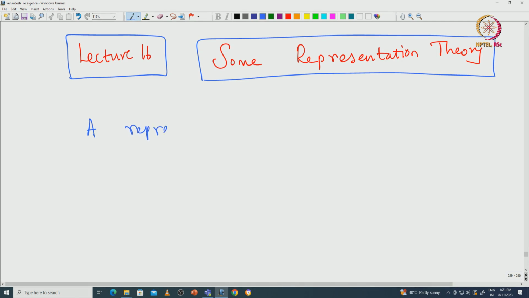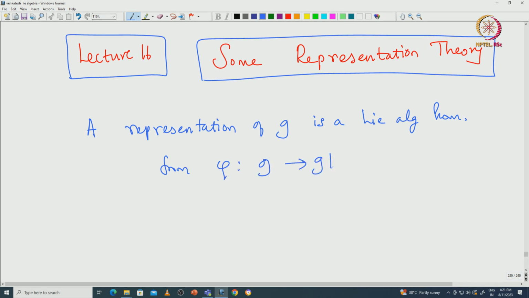A representation of G is a Lie algebra homomorphism from G to GL of V. Here G is a given Lie algebra and we are talking about representations of that, and V is a vector space over complex numbers.